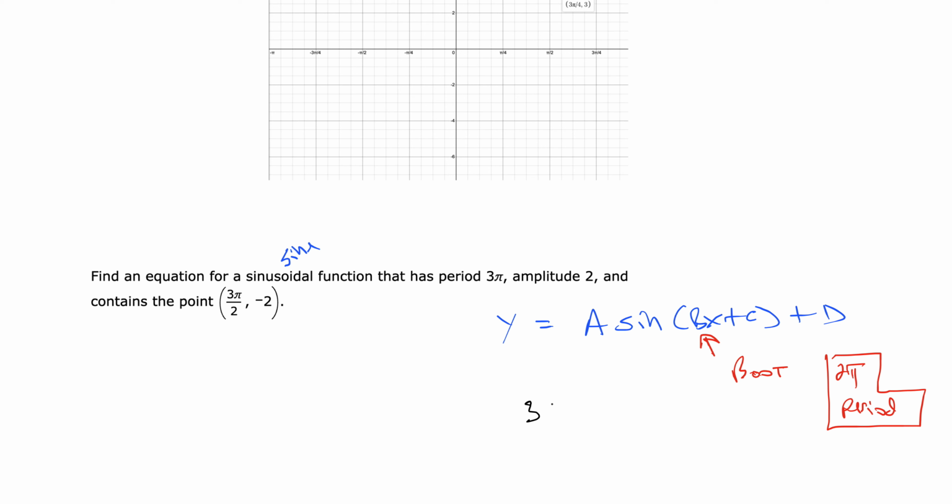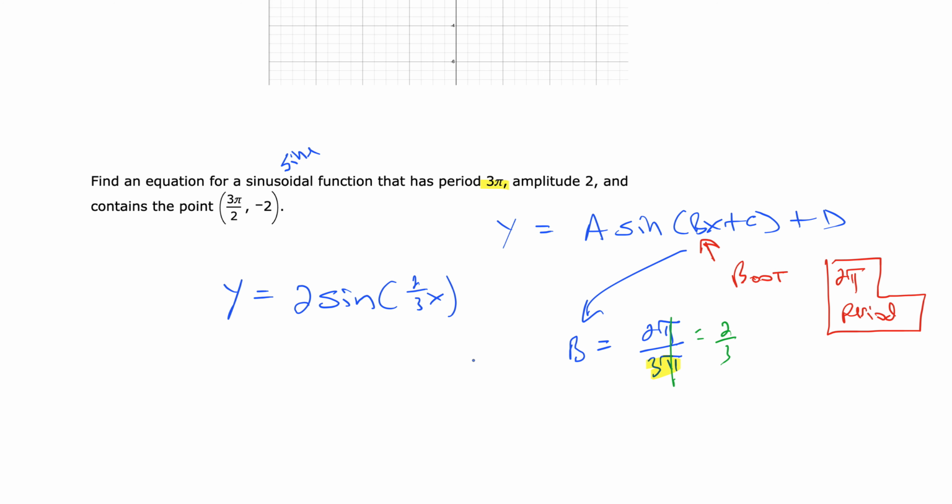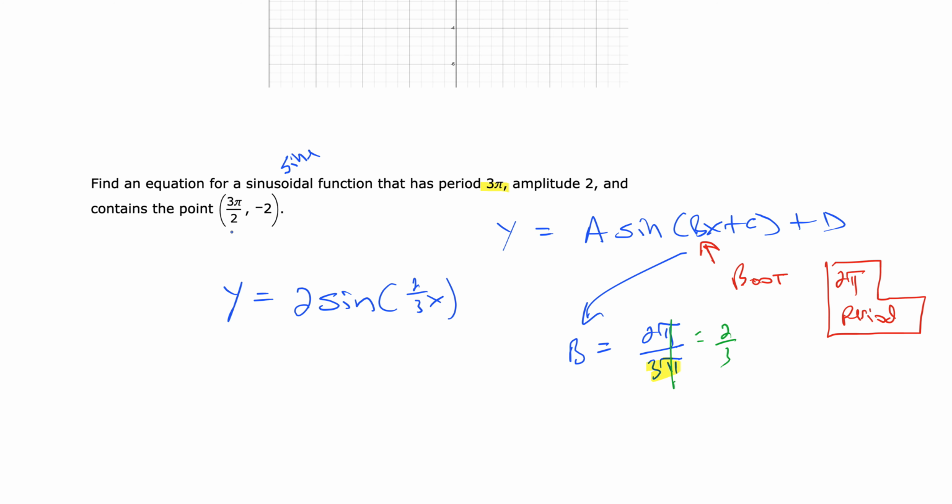What's the period in the problem? Okay, so we're trying to figure out our b, right? So our b value is equal to 2 pi over 3 pi, which is our period. So what is our b value? Two over 3. Okay, and we know the amplitude too, so we can do this a little bit. So what do we have so far? Good. 2 over 3x. Okay. So let's go ahead, and we need to go through 3 pi over 2 comma negative 2.